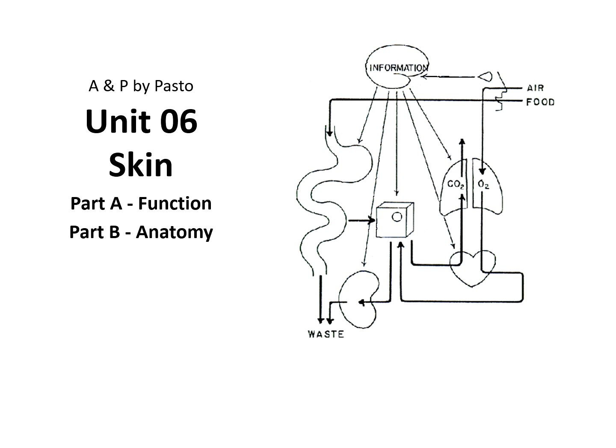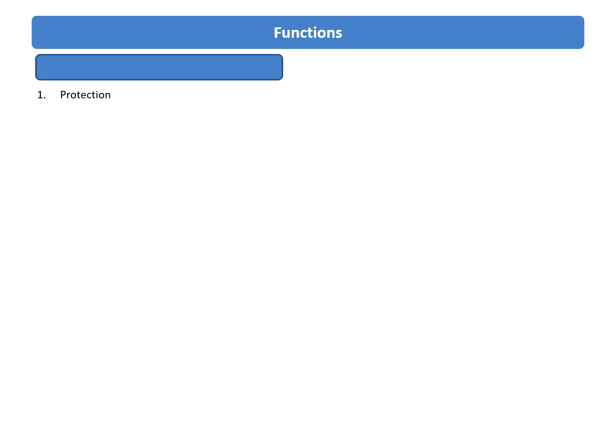Unit 6, the skin, is a short unit with two parts. One is the function of the skin, which is pretty straightforward. It functions in protection, temperature regulation, excretion, sensation, manufacture of vitamin D. Let's look at the anatomy of the skin.